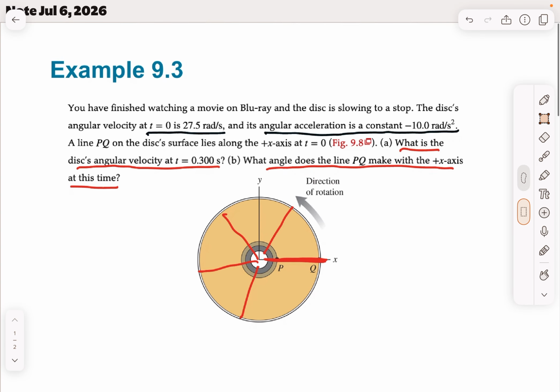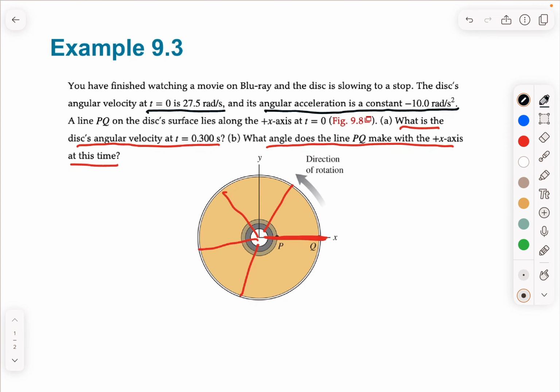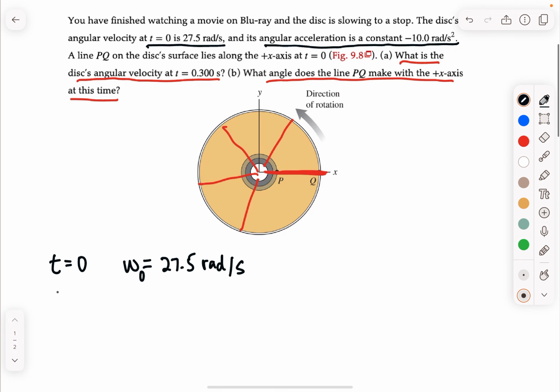So let's review the information that we're given. We're given at t equals 0, omega, which I'll call omega naught, equals 27.5 radians per second. We know that the angular acceleration is constant and it's negative.